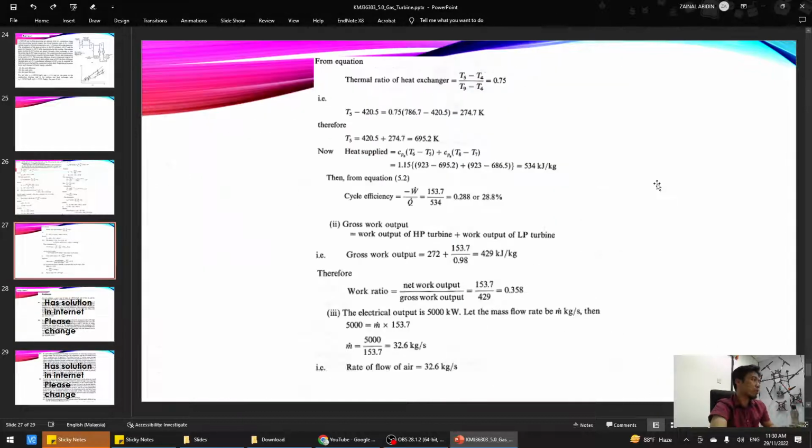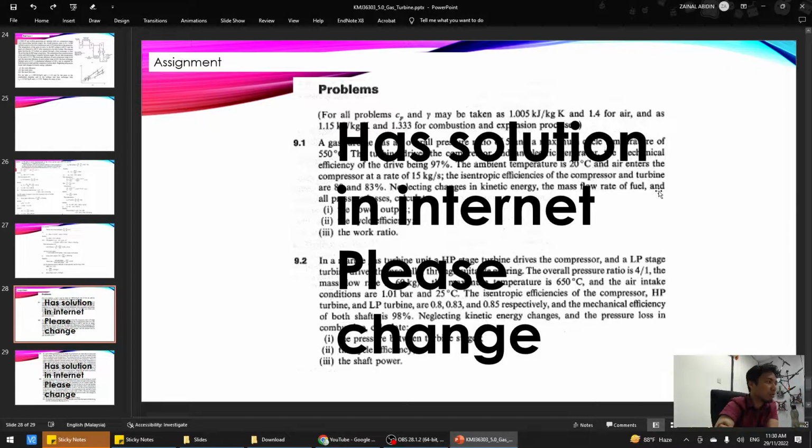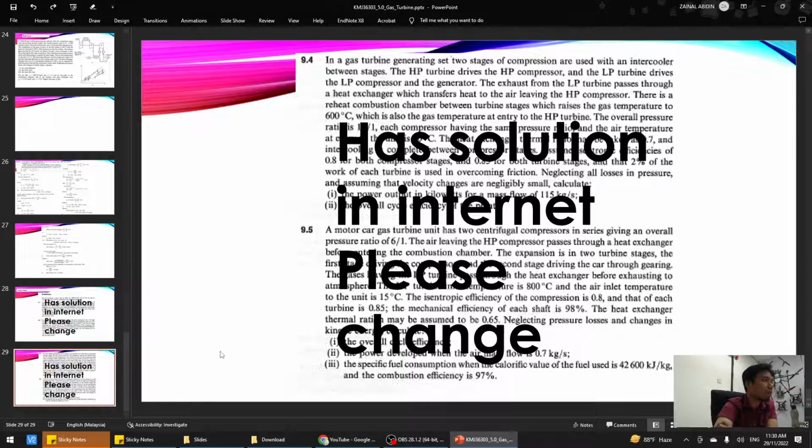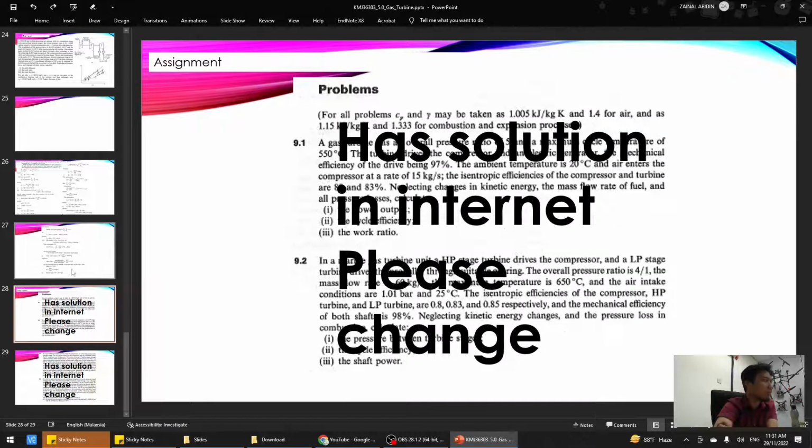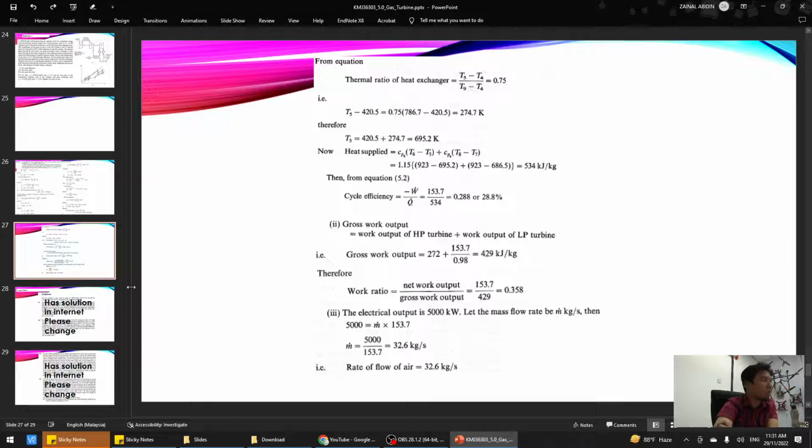Ada solution dekat internet. Sebab tu saya tak buat tutorial based on these problems. Sebab most of student tengok jawapan dekat internet, dia tak try langsung pun. Okay, you may try yourself, uji dulu pemahaman awak, then try compare your answer with what other people answer on this problem, right? That's it for today.